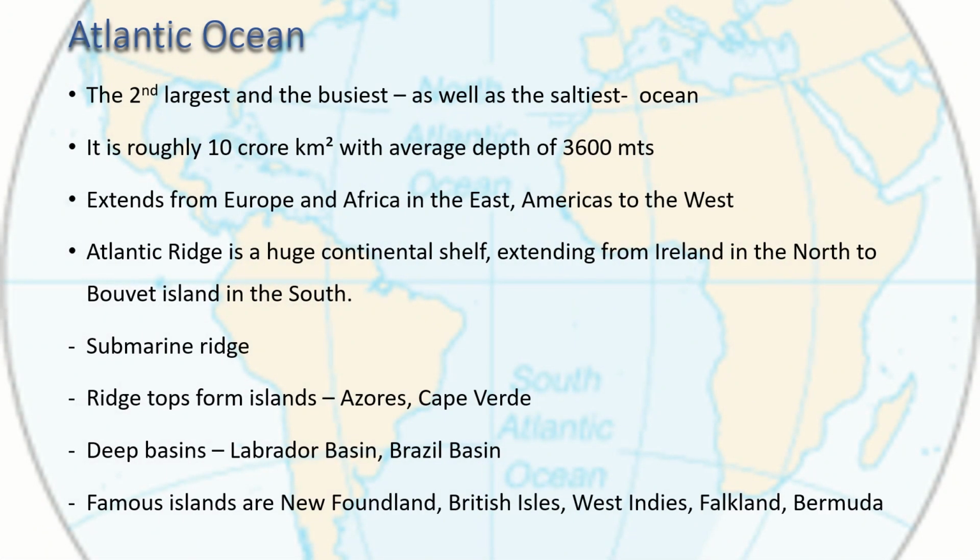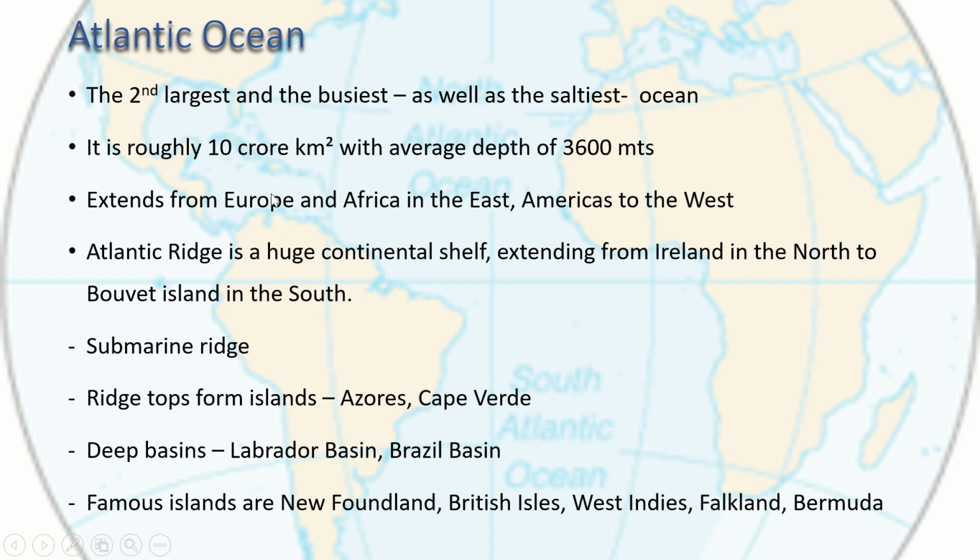Moving on, the Atlantic Ocean is the second largest and the busiest as well as the saltiest ocean. It is roughly 10 crore square kilometers and has an average depth of 3,600 meters. It covers about 20% of the Earth's surface and 29% of the water surface area. In the background is the image of the Atlantic Ocean. It is in the shape of an S. It extends all the way from Europe and Africa in the east and North America and South America in the west.